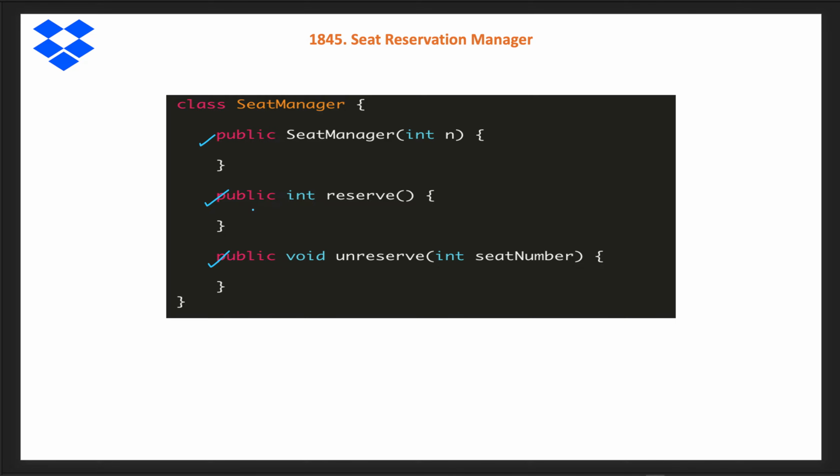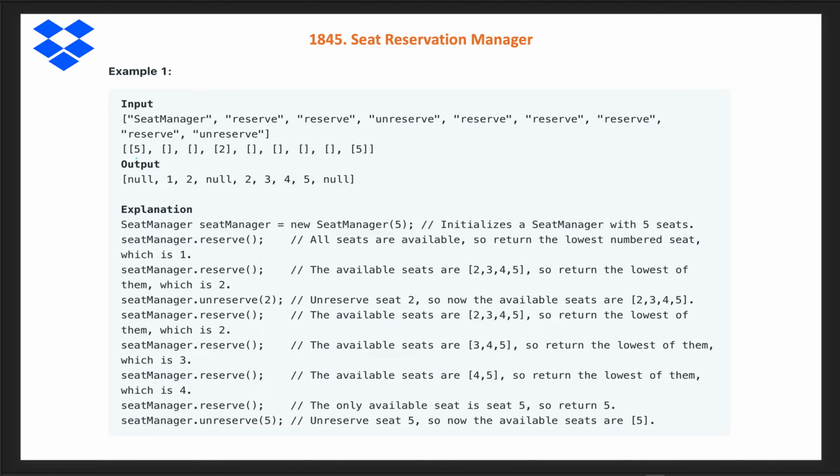So let's understand this by the example given here. First we are calling the constructor with n equal to 5. So we have a total of 5 seats, like 1, 2, 3, 4 and 5, numbered from 1 to n. Now what is happening? First we are calling reserve. As per the reserve method definition, we have to reserve the minimum-numbered available seat. On the first reserve, all the seats are available, so we reserve this seat. Seat number 1 got reserved.